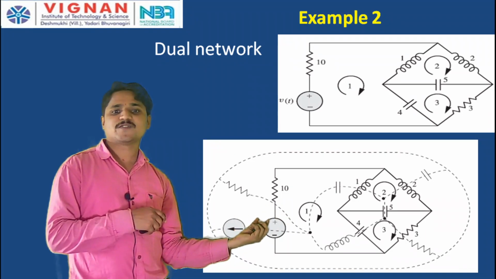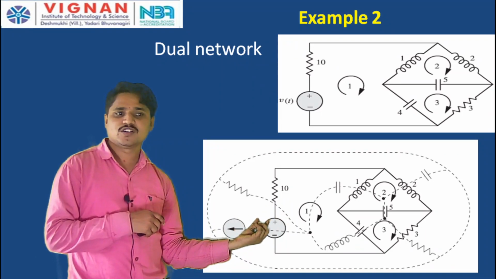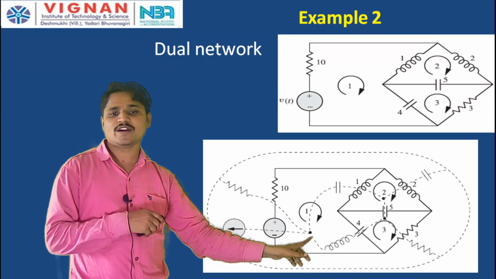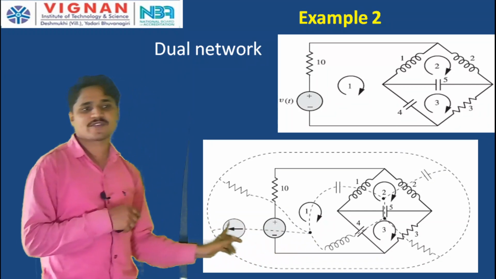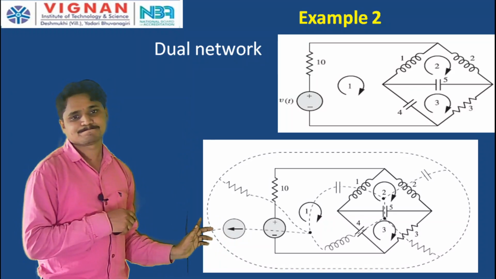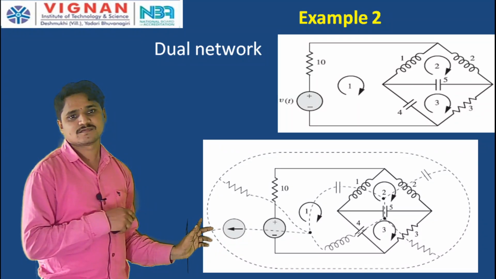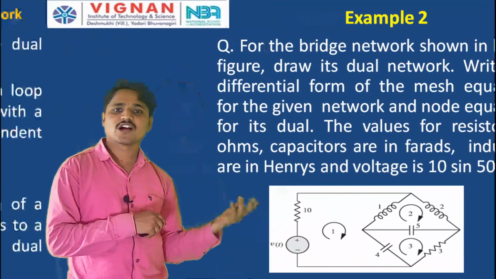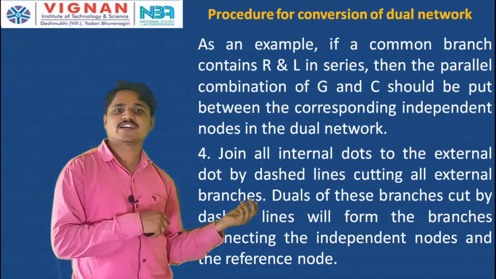Because this is the voltage source in the first mesh, I have connected this to the first node, I have connected to node 1 and the remaining goes to the reference node. So, these are the steps to follow to draw the dual network for the given network.